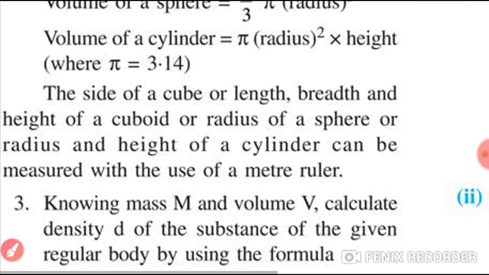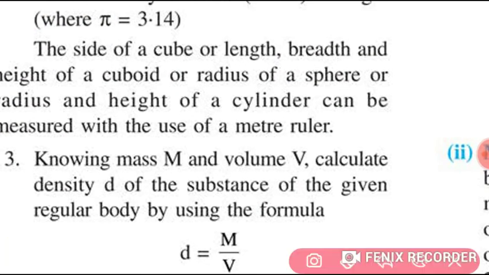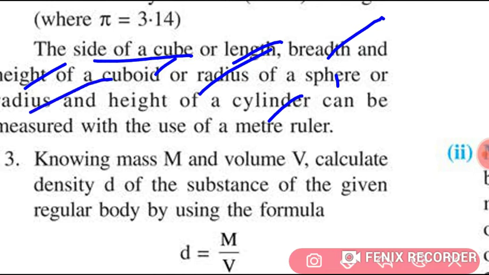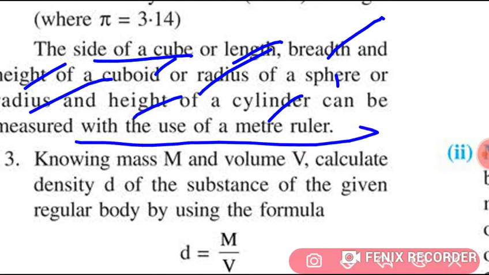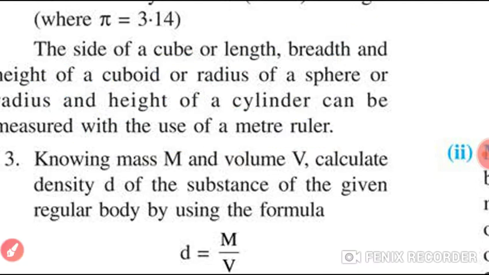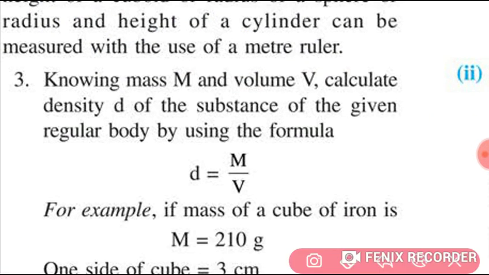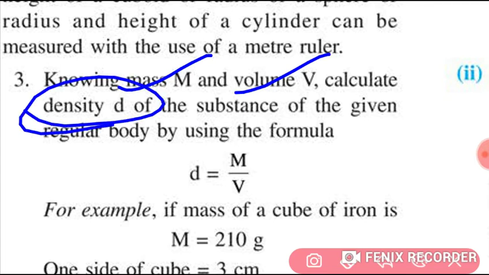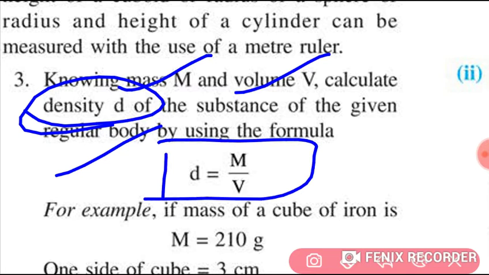Okay. Now students, if we want to take the side of a cube, or the length, breadth, height of the cuboid, or the radius of the sphere, or the radius and the height of the cylinder, all this can be measured by using a meter ruler. Now students, when you find the mass and the volume, you can easily find the density of that regular body. By which formula? By the formula density is equal to mass upon volume.